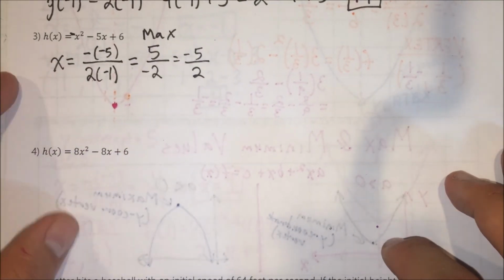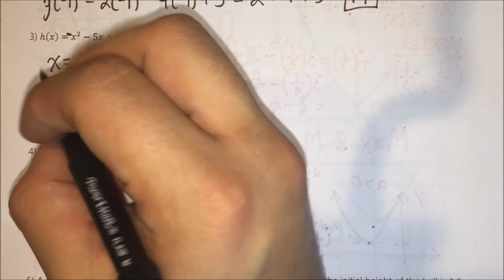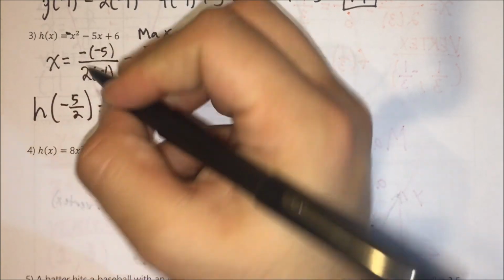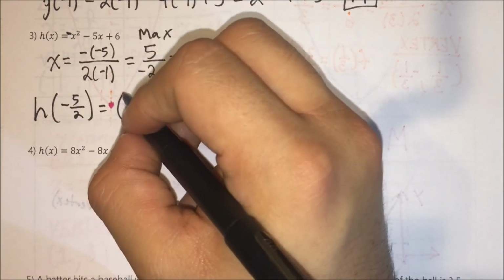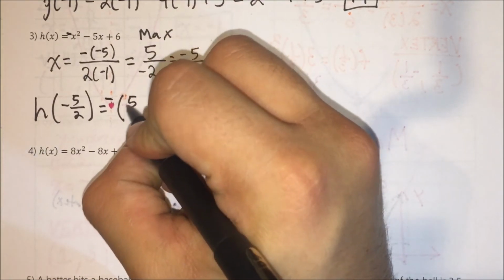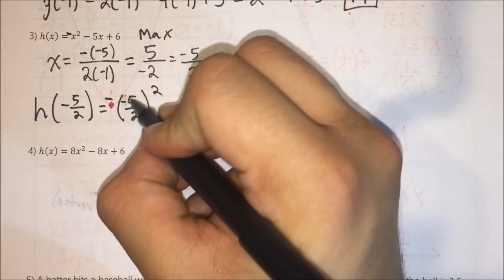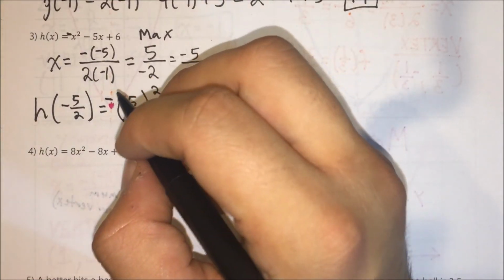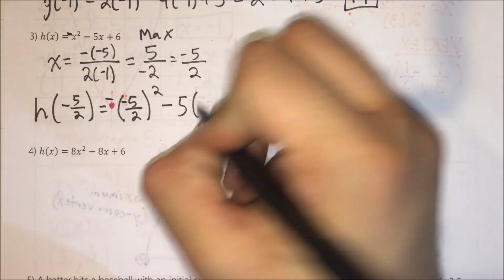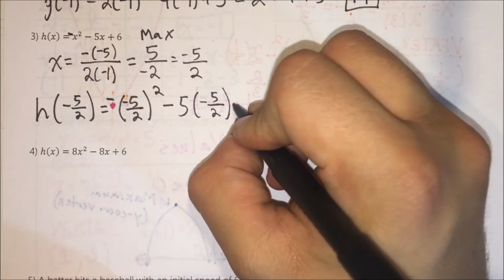And to get our y-coordinate of the vertex, which would be the maximum point of this function, we just plug that into the function. So negative 5 over 2, and we just plug it in. We say negative, negative 5 over 2 squared. Remember, actually, the negative is negative 5 over 2, and there's a negative outside. Minus 5 times negative 5 over 2 plus 6.